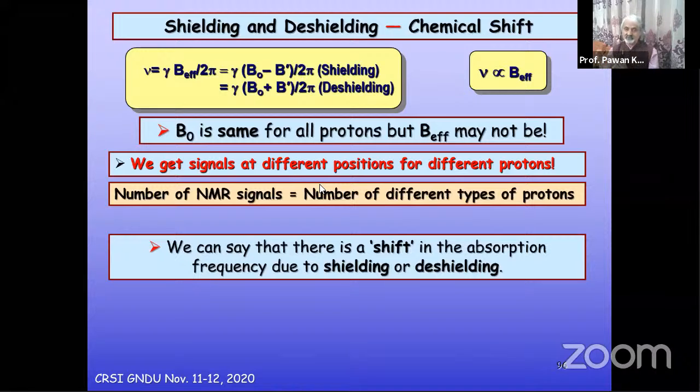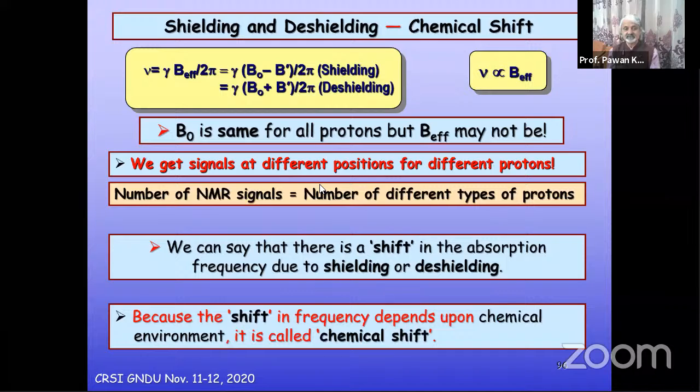Right? Nu is equal to gamma B0 by 2 pi. The moment you replace B0 by B effective, and I explained why, you can say that there is a shift in the absorption frequency due to shielding or deshielding. And why is there the shift? Why the shielding and deshielding? The shift in the frequency depends upon the chemical environment. Electronegative, electropositive. So first thing, there is a shift in the absorption frequency due to shielding and deshielding.